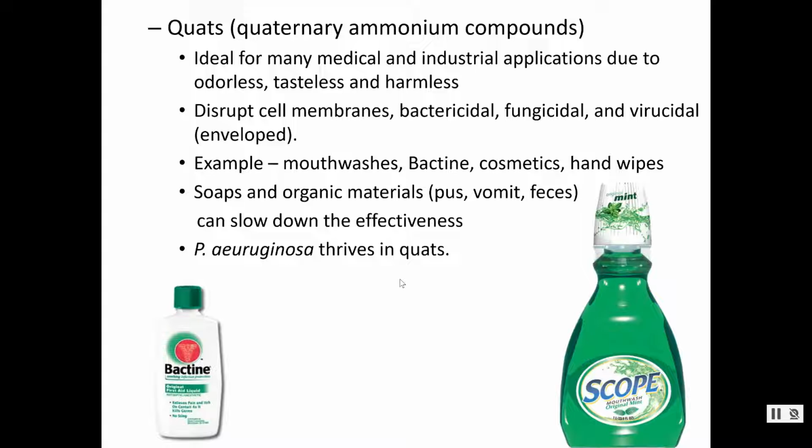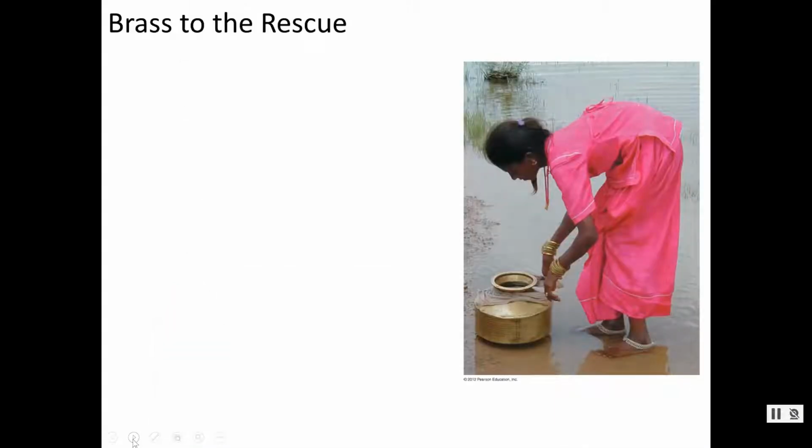Now, it won't get rid of everything, and there are a few bacteria, this is one in particular, that can grow just fine in these quaternary ammonium compounds, these quats. So it doesn't get rid of everything, but that's okay. We've still got skin, we've still got physical barriers. We're not trying to get rid of everything. We're just trying to reduce the number of pathogens. All right, so that is another type of low-level way to control microbial growth with chemicals.